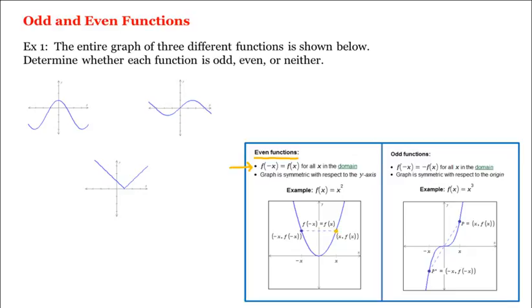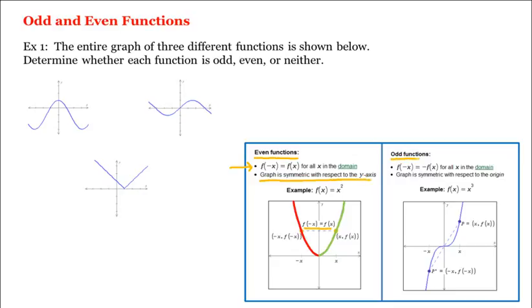And if you notice here that whenever f of x is on the graph, then negative x, f of negative x is also on the graph, where f of negative x is equal to f of x. That is, plugging in opposite x values yields the same y value. And therefore, this part of the graph is a mirror image of this part of the graph. That is, the graph is symmetric with respect to the y-axis.